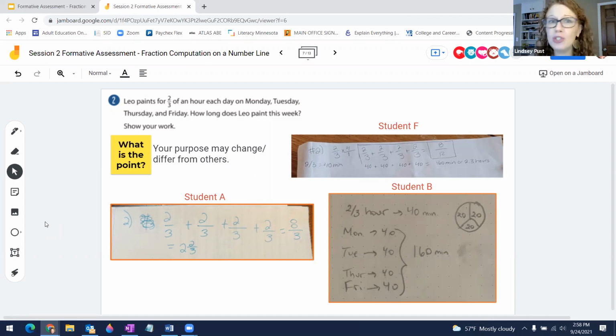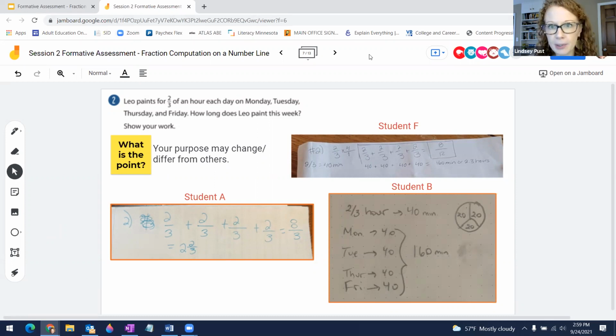So your purpose may change. It may be different from others. You know your students and what you want them to understand. And I think, you know, if there are misconceptions around the ideas of fractions and what it means, or how does it line up with the minutes, and if that becomes difficult in the conversation with one student or multiple students, bringing in number lines that we talked about today, I think could be really beneficial.